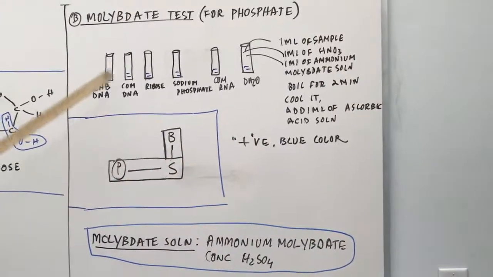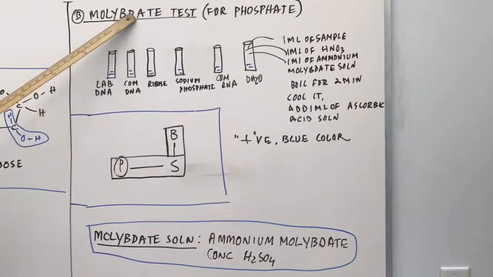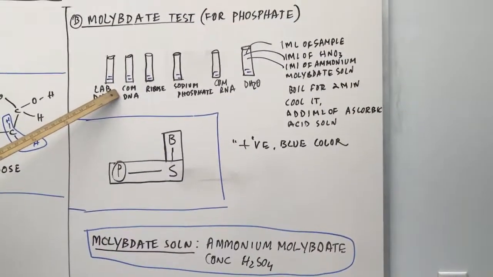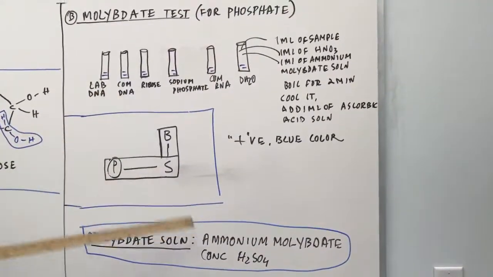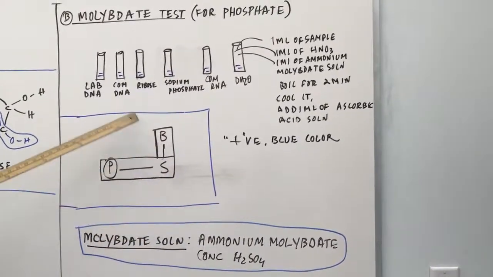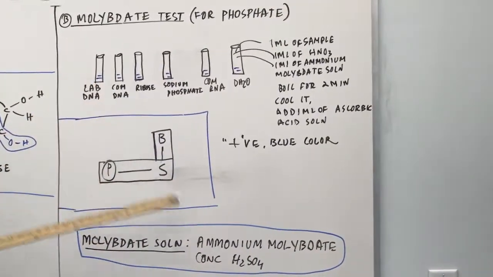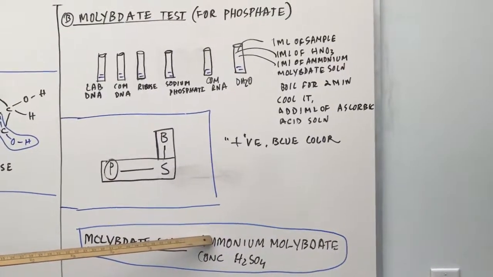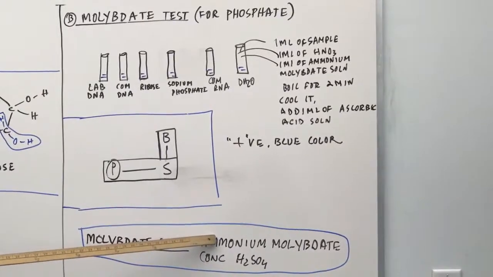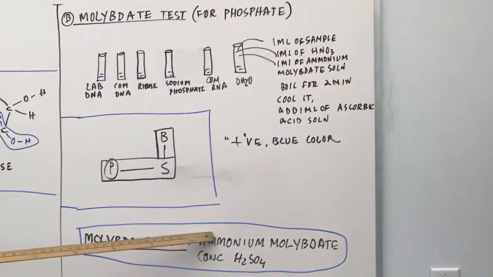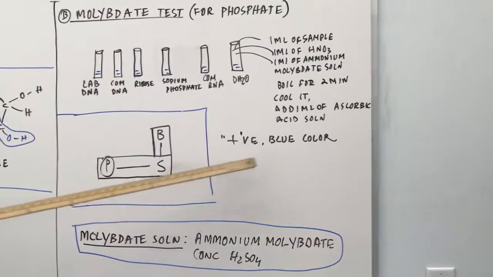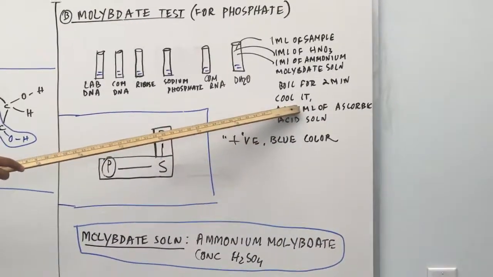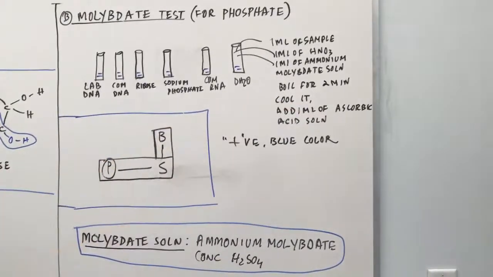The principle behind the molybdate test is that when a solution containing phosphate ions is heated with a solution of molybdate and nitric acid, phosphate reacts with ammonium molybdate to form an ammonium phosphomolybdate compound, and a yellow color precipitate is formed. This ammonium phosphomolybdate is further reduced by the ascorbic acid to form a blue color complex.